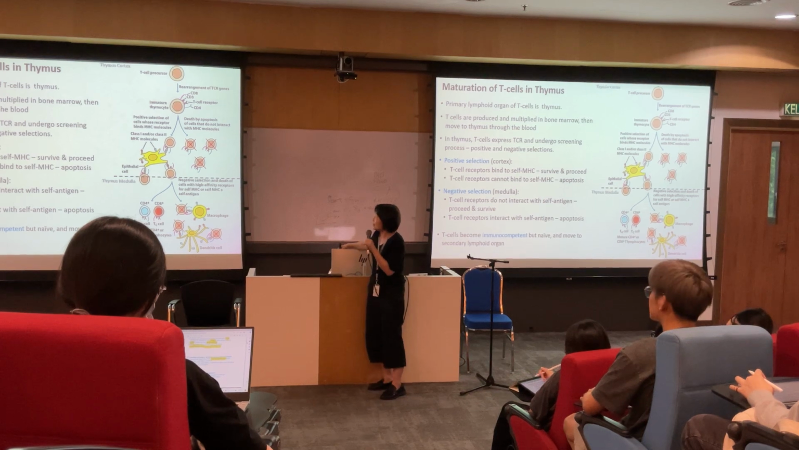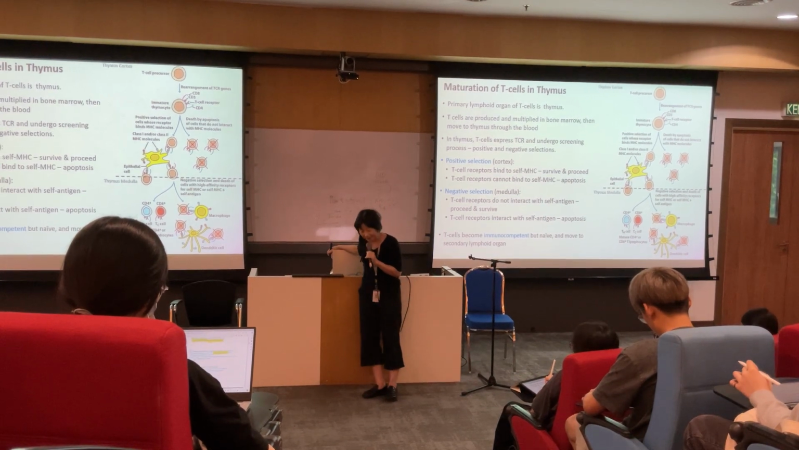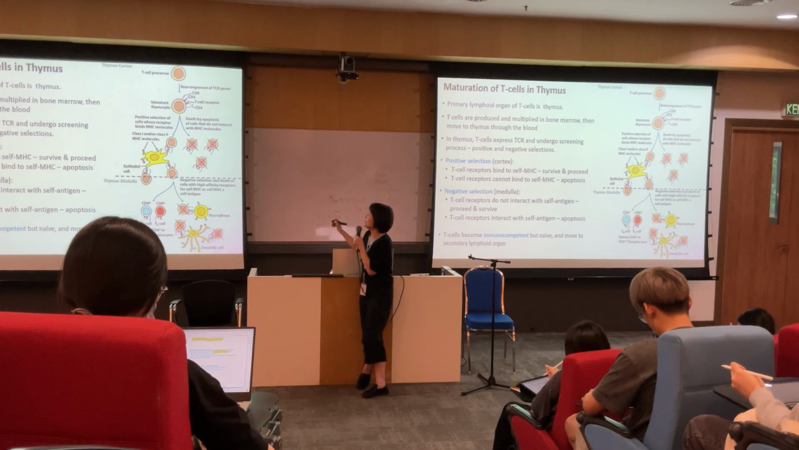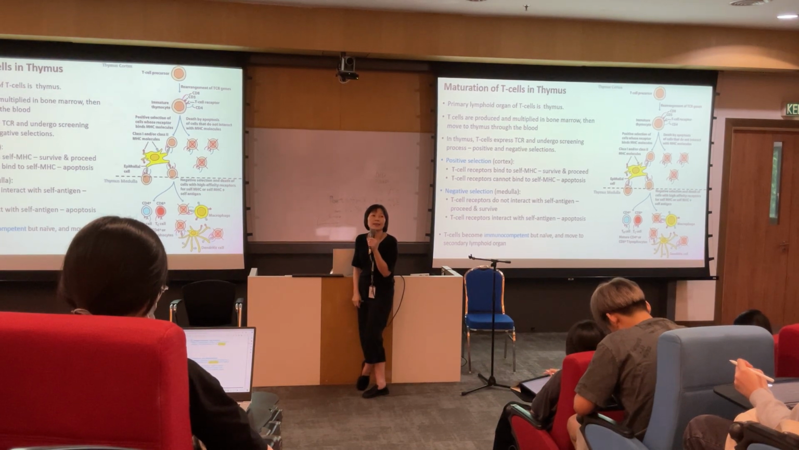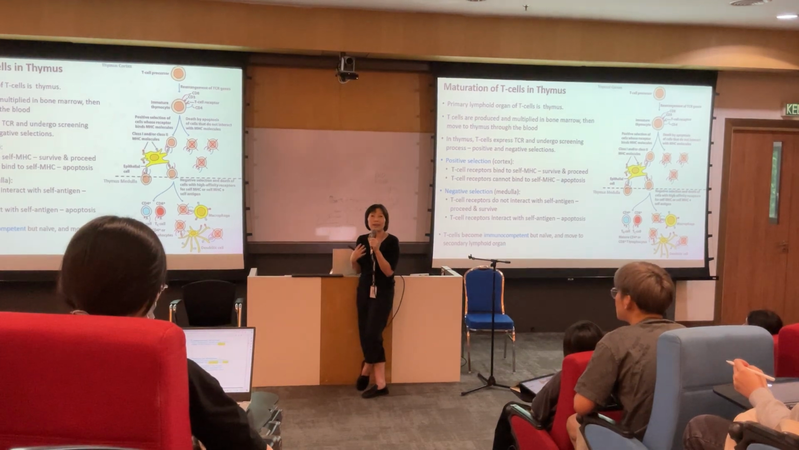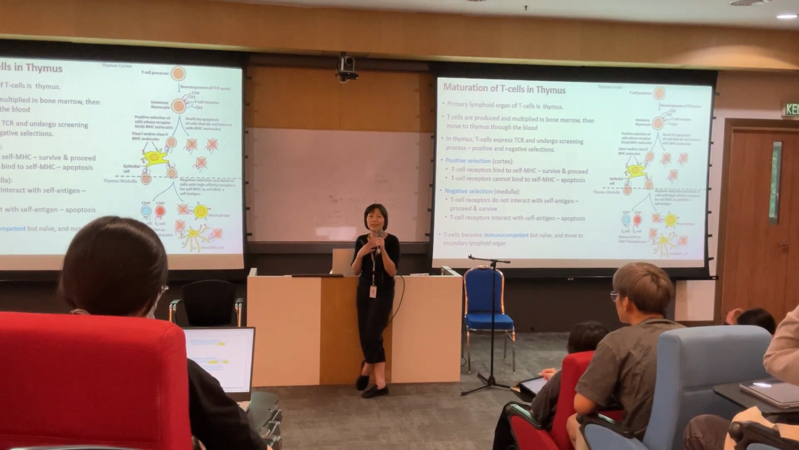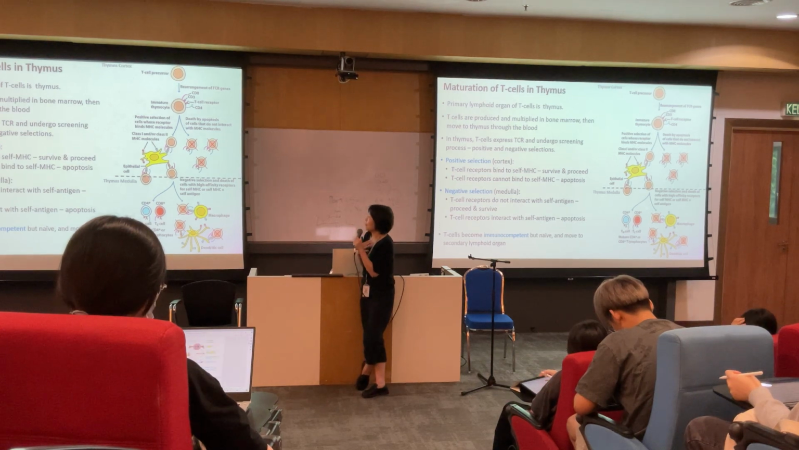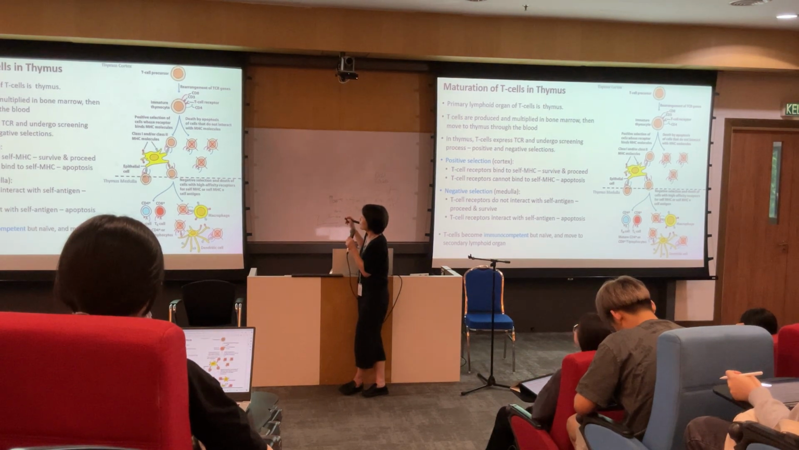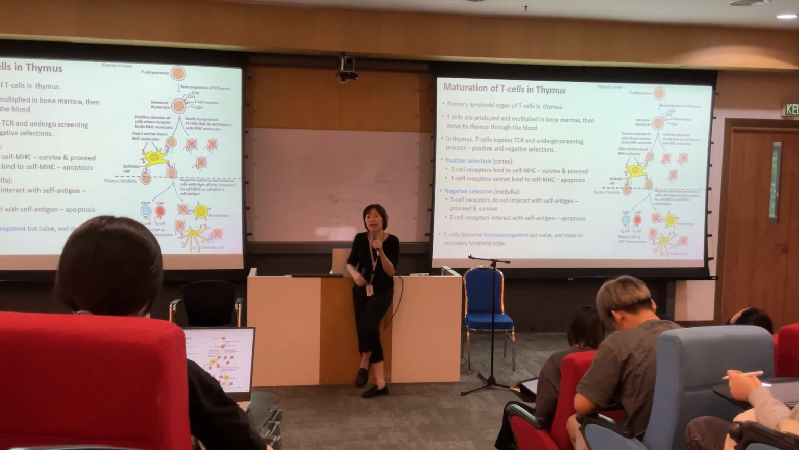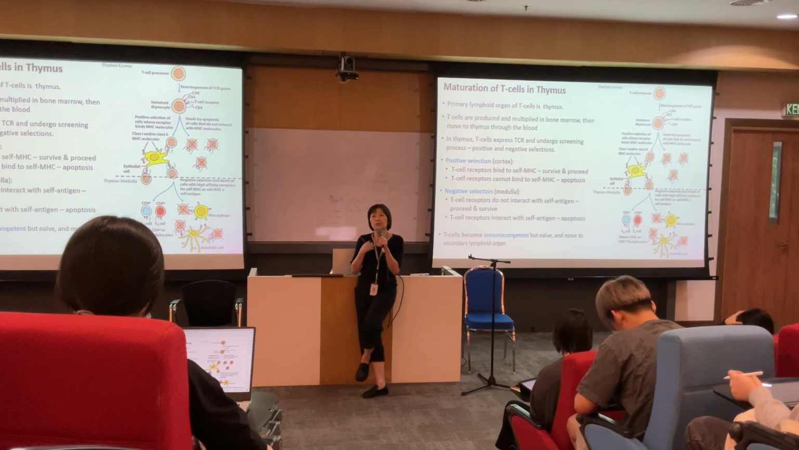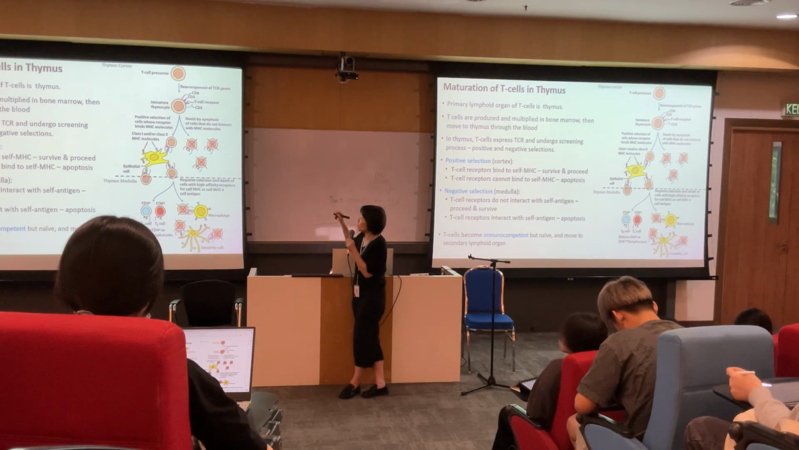Right, this is how the maturation occurs for T cells. The primary lymphoid organ where the T cells will be transferred to is the thymus. So where is the thymus? Somewhere here, I think just above here. So here we have the thymus. The T cells originally come from the bone marrow, and they will be transferred through the blood circulatory system to the thymus.